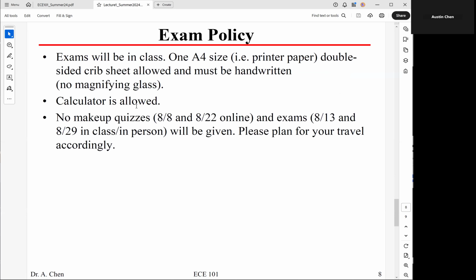Here's the exam policy. Exams will be in class, and you're allowed to bring one A4 size double-sided crib sheet, and it must be handwritten. Calculator is also allowed. And given the tight schedule we have, unfortunately, there will be no makeup quizzes or exams given.